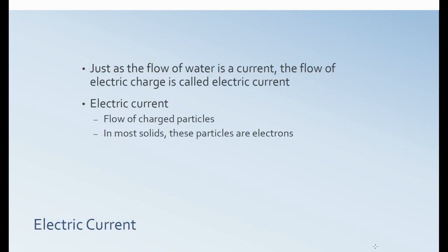And just as the flow of water is a current in a river or stream or something like that, the flow of electric charge is called electric current. And when we have electric current, we're talking about the flow of charged particles. And most of the time, these particles are going to be electrons.